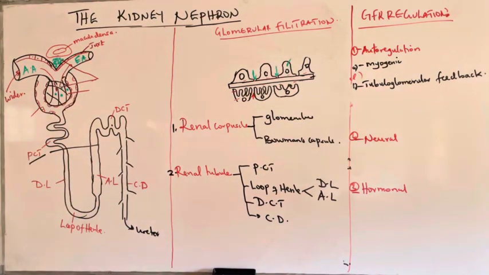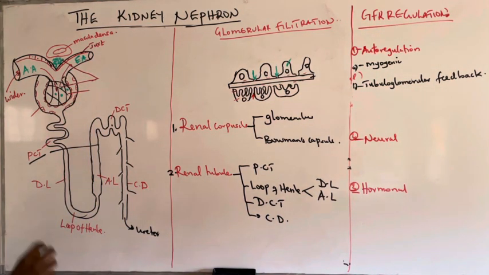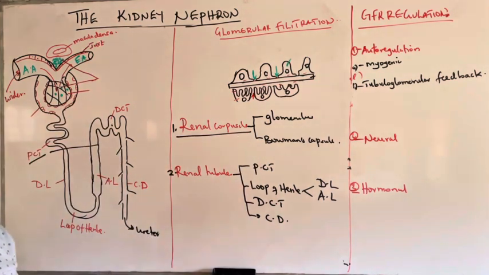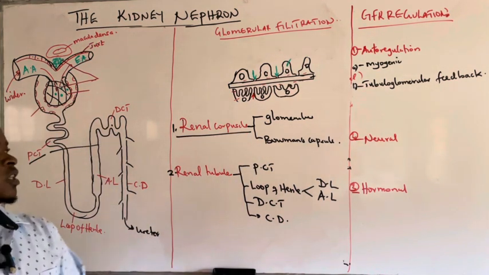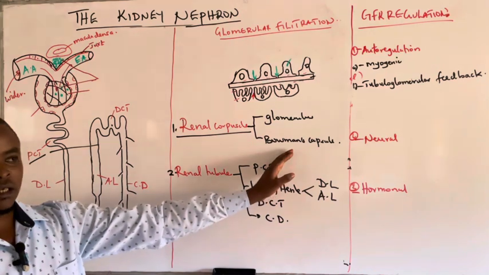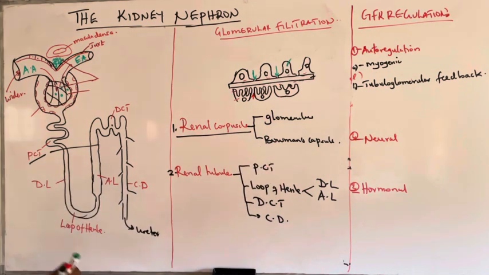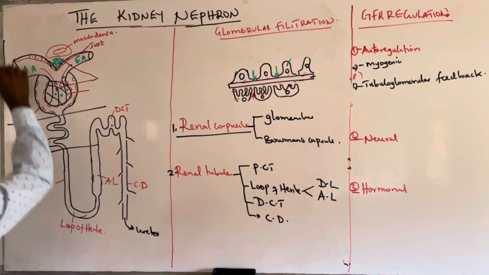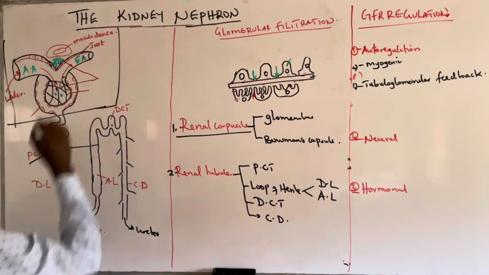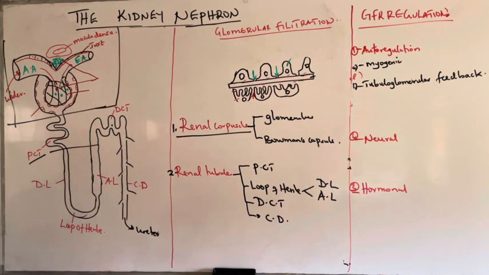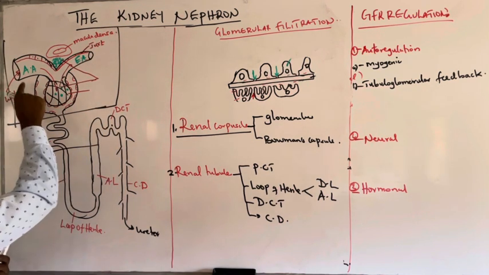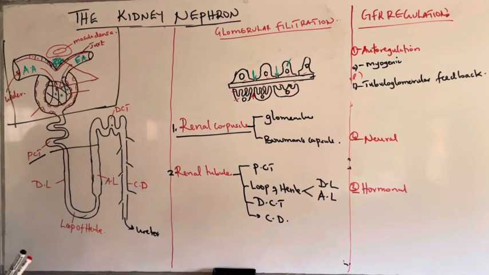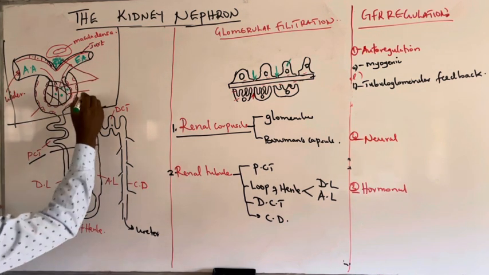Then the ureter takes the urine to the urinary bladder for excretion. So after knowing this, in this video we are focusing on the renal corpuscle. We want to talk in detail about the glomerulus and the Bowman's capsule. And this is the part we are talking about, which is the renal corpuscle. It is here that the afferent arteriole and the efferent arteriole form a network of capillaries, which we call the glomerulus.